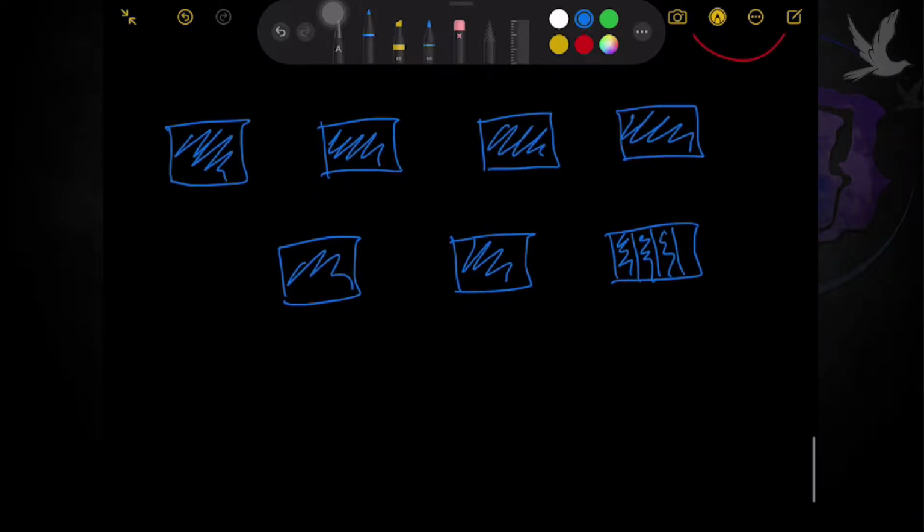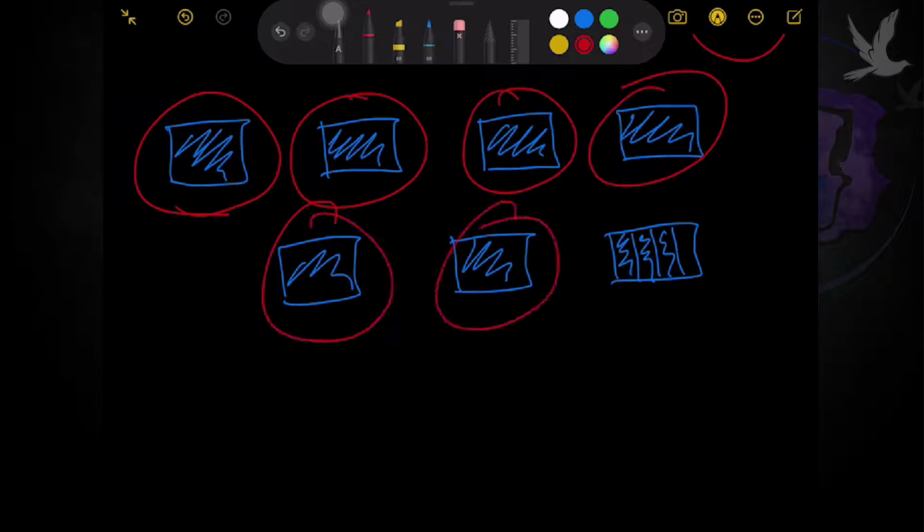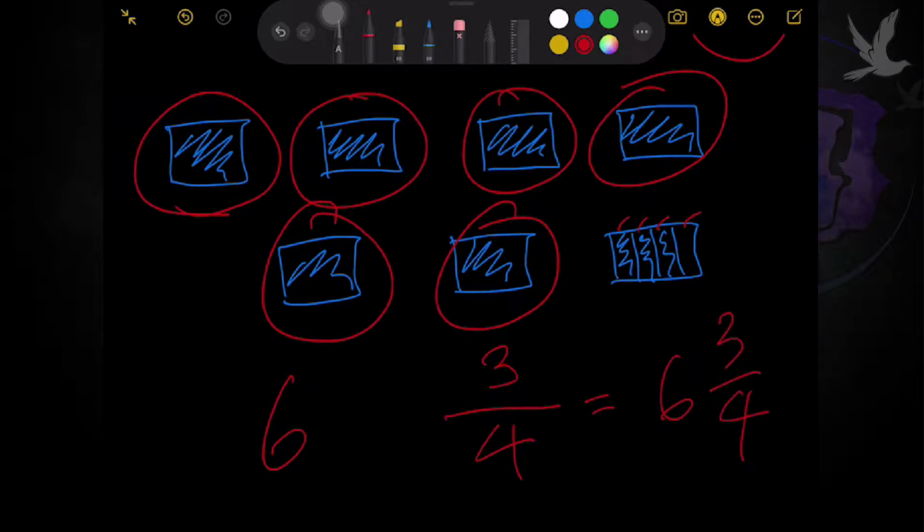Again, how many are there? There are whole units: 1, 2, 3, 4, 5, 6. And as a fraction, find out your denominator first by counting the total number of parts. That's 1, 2, 3, 4. How many shaded parts? We have 3. Putting them together, that's 6 and 3/4. That's it.